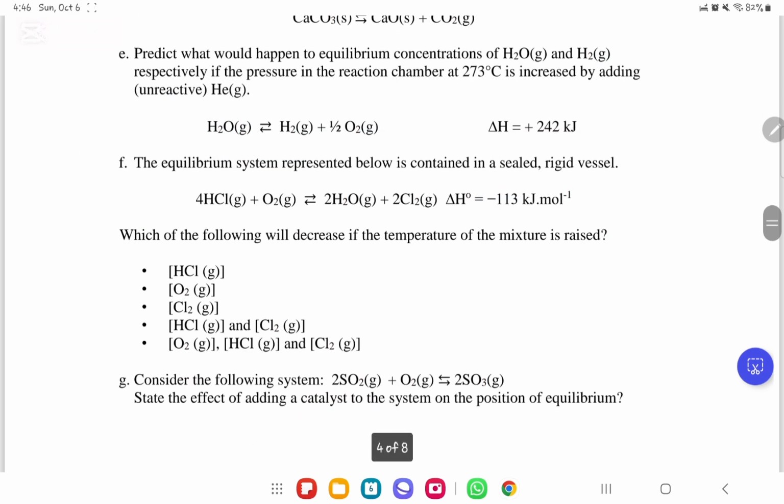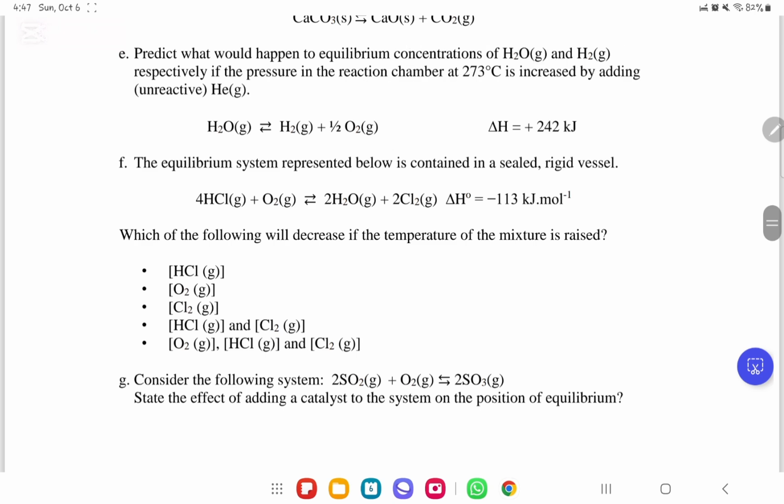Now E, predict what would happen to the equilibrium concentrations of H2O and H2 gas respectively if the pressure in the reaction chamber at 273 degrees Celsius is increased by adding unreactive He. Unreactive means an inert gas. It's not reacting, so it's not going to cause a change. Since there is no change, the concentrations stay the same.